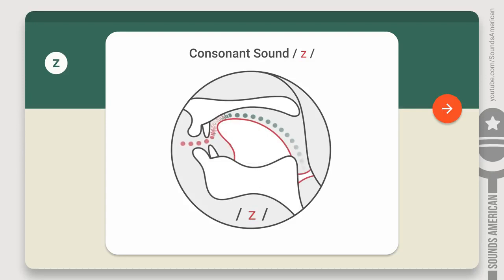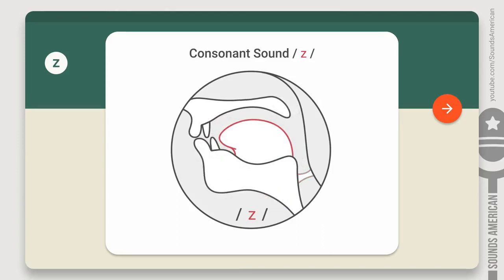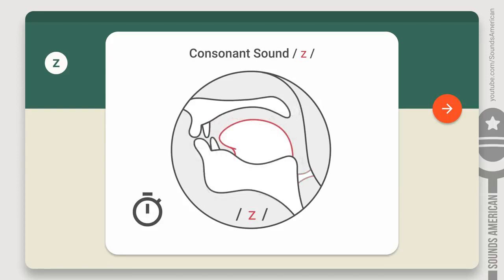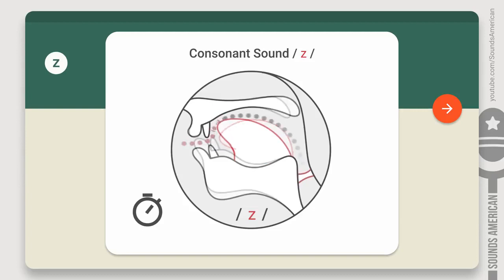The Z is a voiced consonant, so don't forget to add your voice. Same as all the other fricatives, the Z is a continuous sound, so you should be able to stretch it out, like this. Z. Let's do it together. Z.